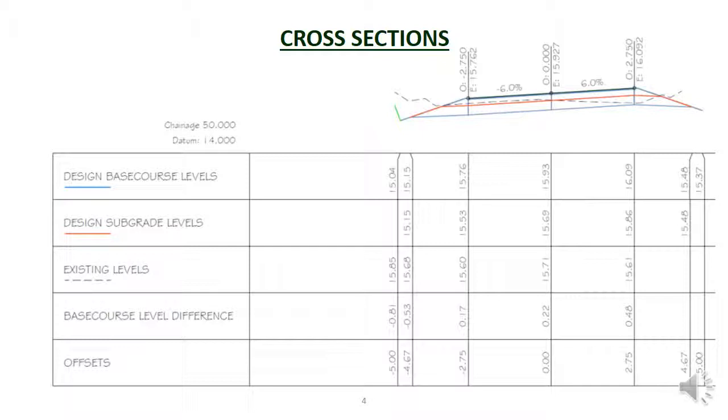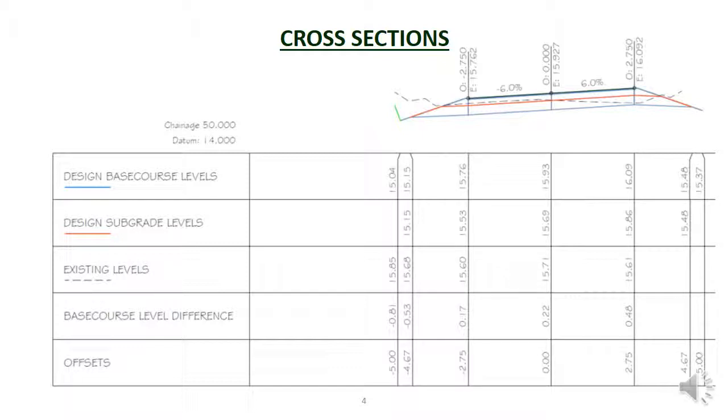The top row is the design base course level, which is the level that the surface of the road needs to be at, which is shown as a green line on the drawing. At our point at an offset of 2.75 meters to the right of the center line, the design base course level is 16.09. The subgrade is at a level of 15.86, so we need to lay 0.23 or 230 millimeters of subbase and base course to bring the road surface up to the required level from the subbase.